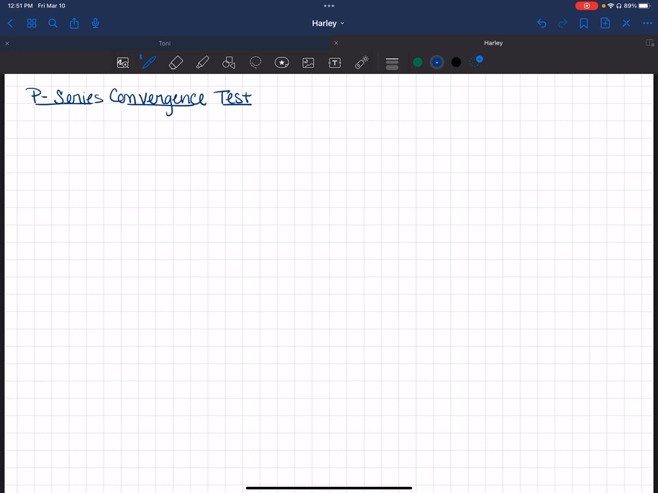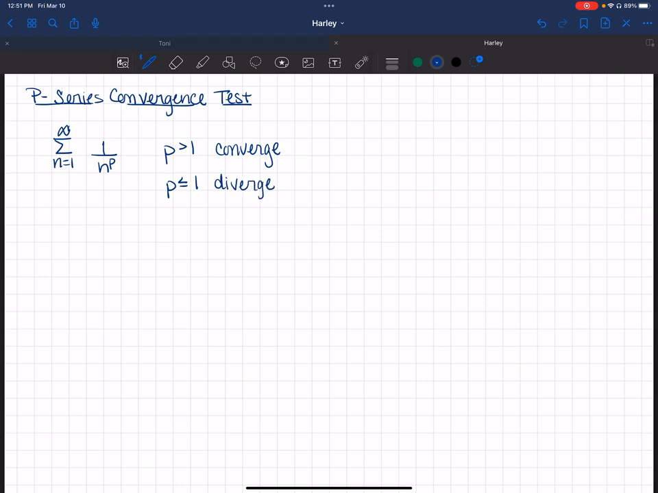Okay, so I have the summation of n equals 1 to infinity of 1 over n to the p. This is known as a p-series, because p is that exponent that's on n. And if you can make a series break down into something like this, we can tell fairly easily if it's going to converge or diverge. Simply put, if p is greater than 1, this series will converge. And if p is less than or equal to 1, it will diverge.